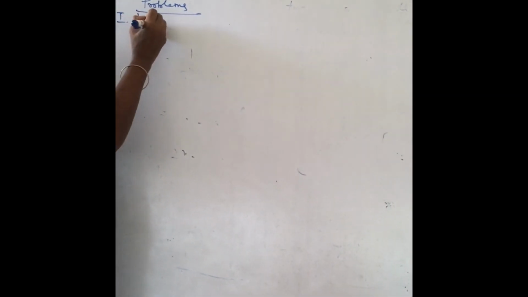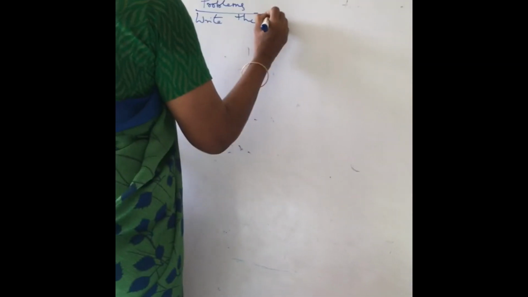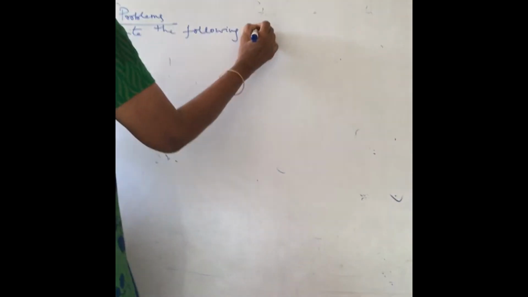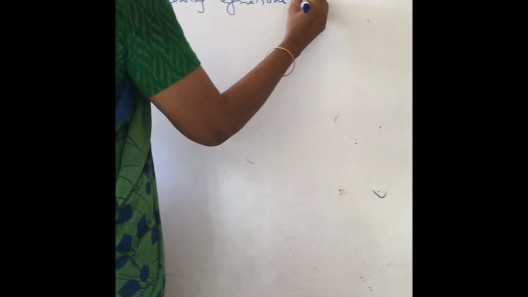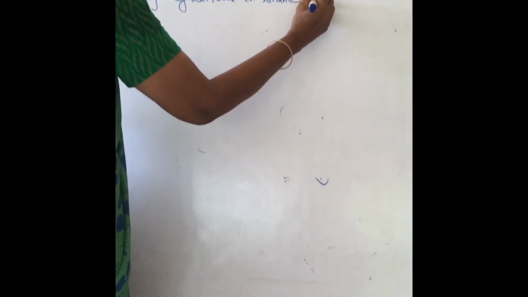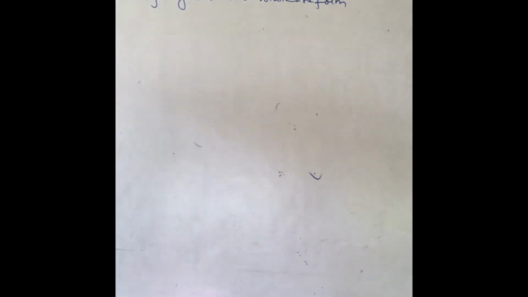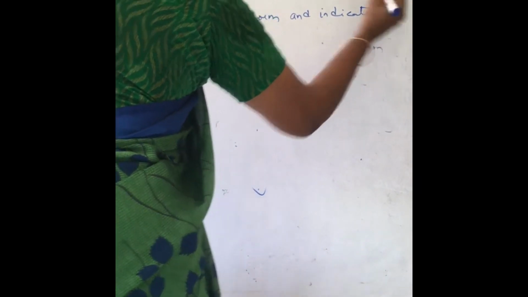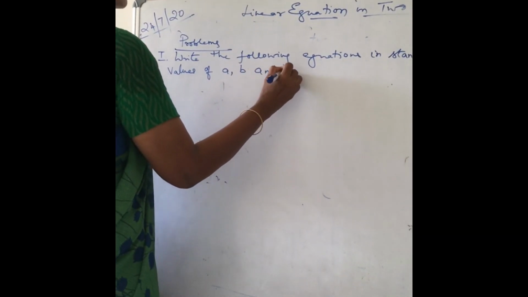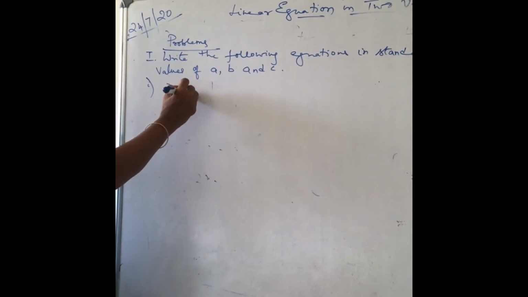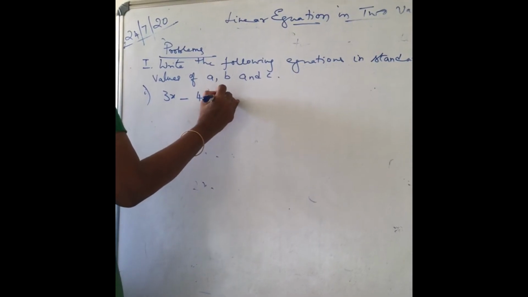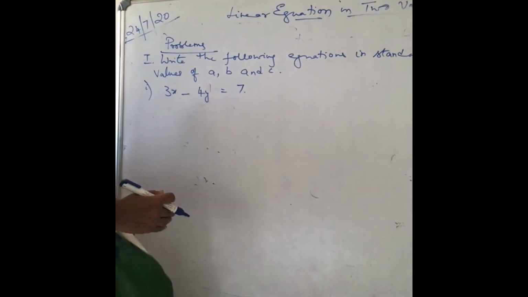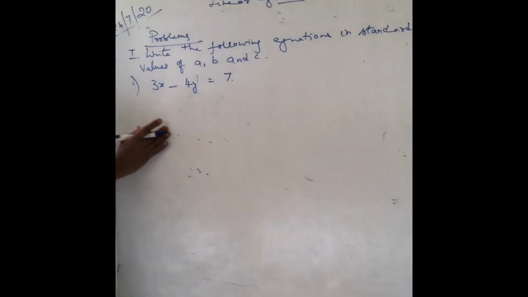Problems. Write the following equations in standard form and indicate the values of a, b and c. First one, 3x minus 4y is equal to 7.